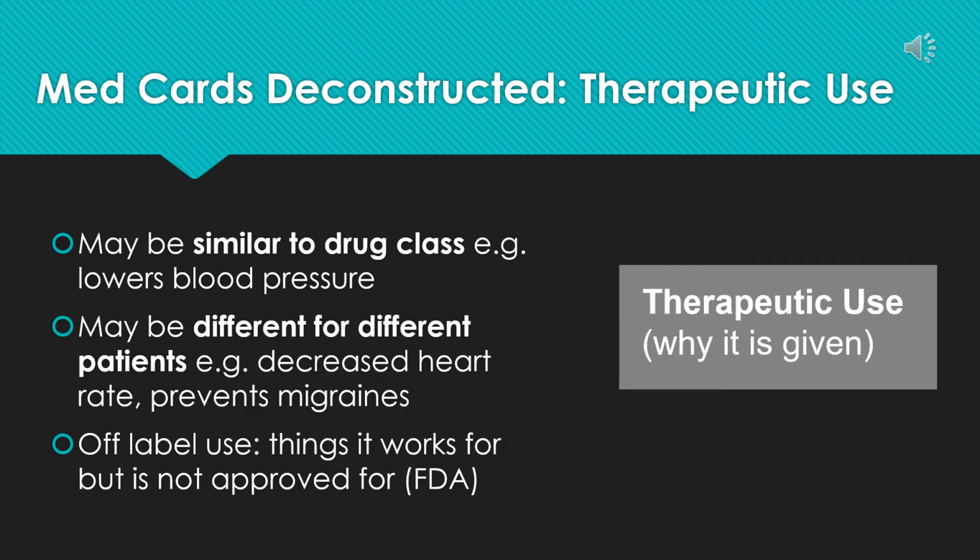So it starts out as what we call an off-label use, and then eventually the FDA will probably approve it, but you'll see that quite a bit. Another one of those drugs is gabapentin. It's an anti-seizure medication, but it also works for pain, particularly pain associated with diabetic neuropathy. So the therapeutic use is why it is given, and it may be different for different patients.